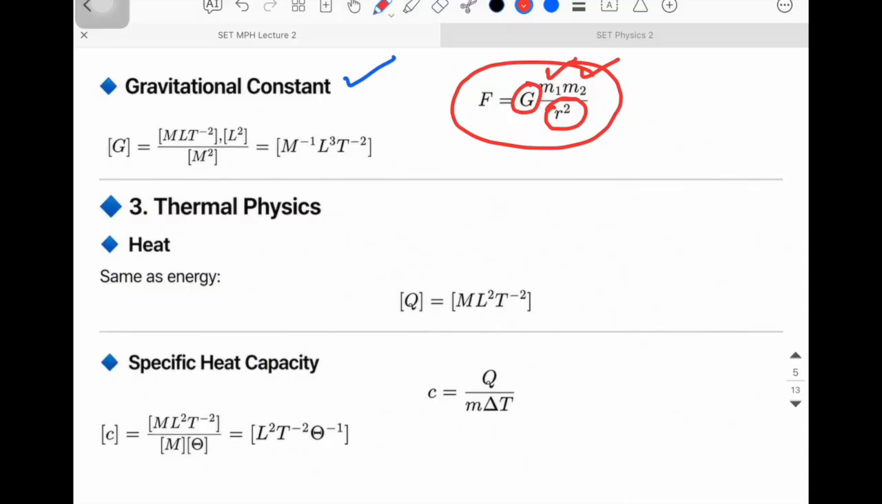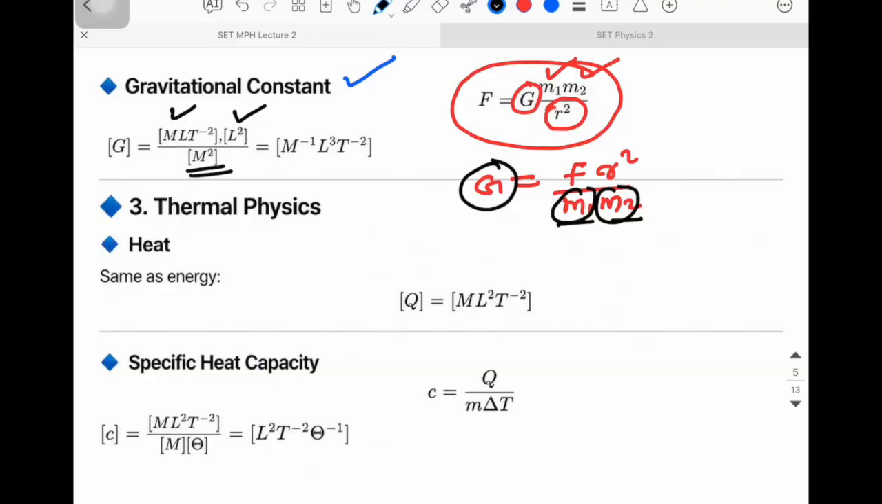Here if we cross multiply, we will get G equal to F into r square divided by m1 into m2. So the dimension of G becomes dimension of force into dimension of r square upon dimension of m1 into m2, that is mass into mass, M square. So M power 1 upon M square equal to M power minus 1, and L into L square, L cube, into T power minus 2. So M power minus 1, L power 3, and T power minus 2. That is the dimension of the gravitational constant.